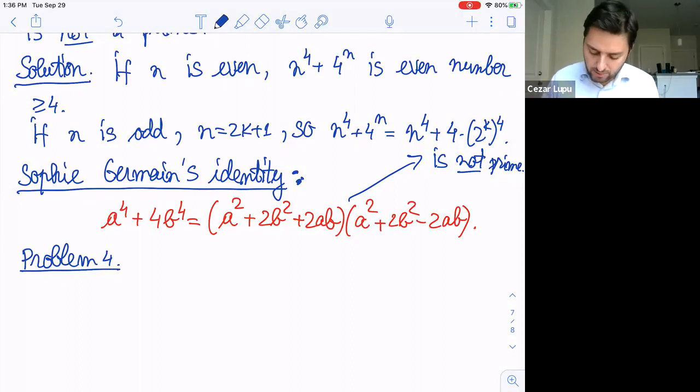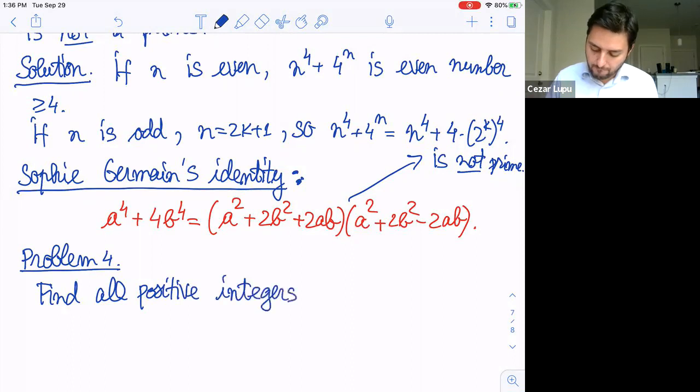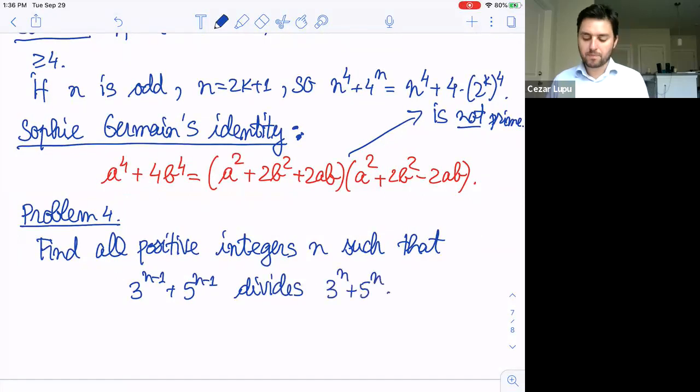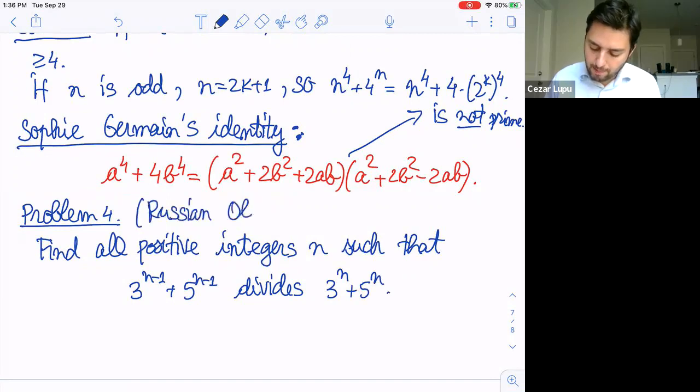So the fourth problem that I want to do is the following: find all positive integers n such that 3 to the power n minus 1 plus 5 to the power n minus 1 divides 3 to the n plus 5 to the n. So this was, I think, in some Russian Olympiad back in the day. I don't know, maybe it was 96 or something like this.